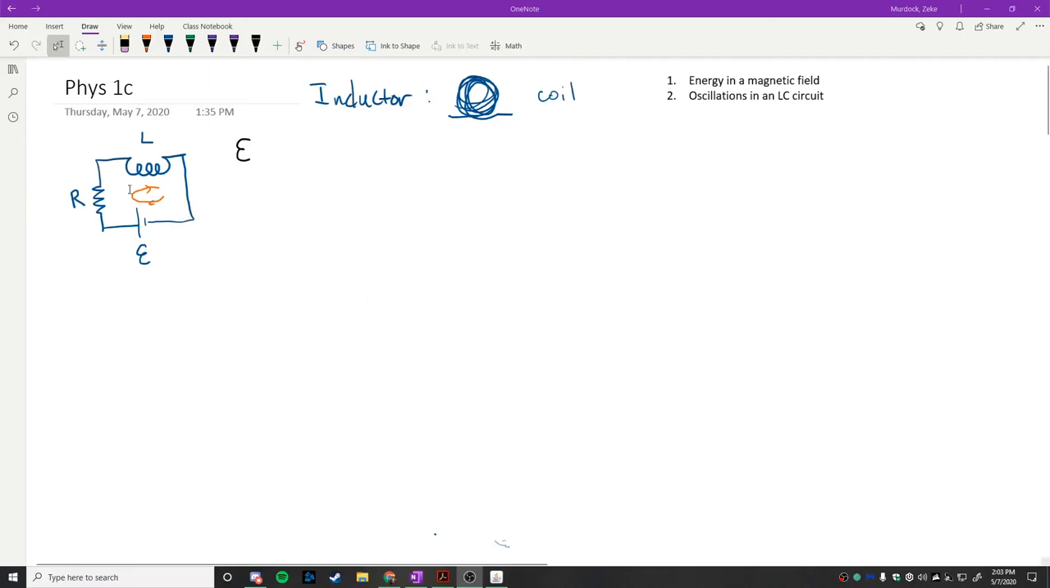So this is Physics 1C for May 7th. Today what we're going to be talking about is energy in a magnetic field and oscillations in a circuit.